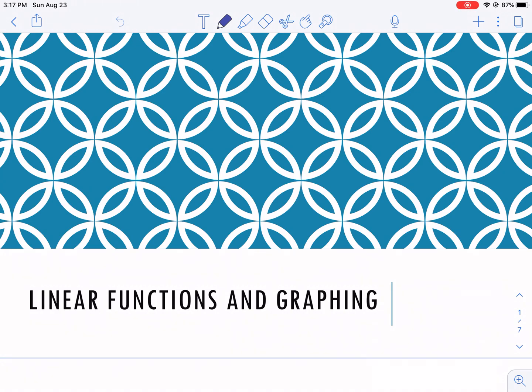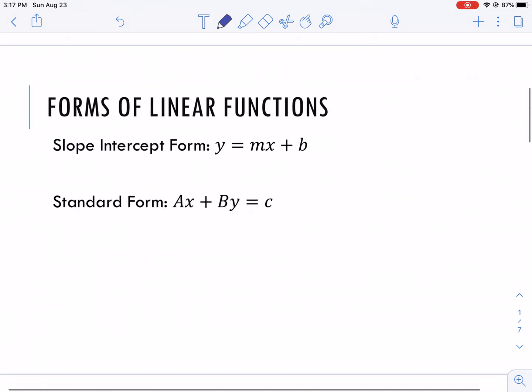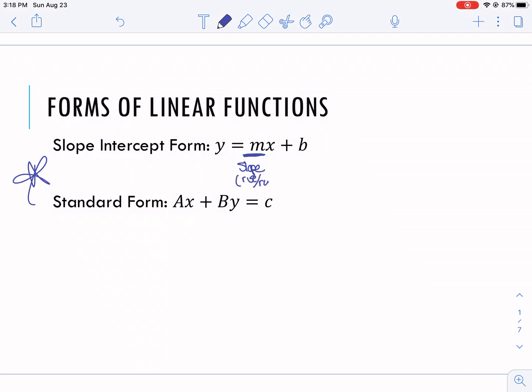Okay, so the next Algebra 1 skill we're going to review this week is linear functions and how to graph lines. And then we're going to talk about how we can change linear functions in order to graph them. So the two forms of linear functions that you need to know for this week are slope-intercept form and standard form. I think slope-intercept form is the one we are all most familiar with, where m is the slope, also known as the rise over the run, and b is the y-intercept, okay?